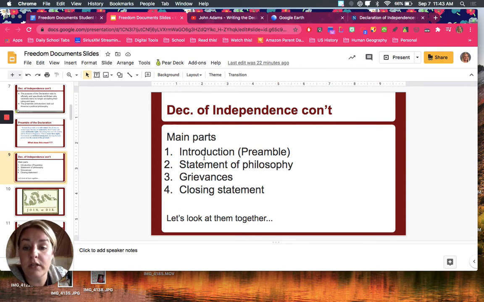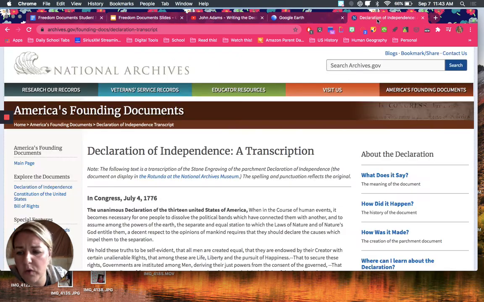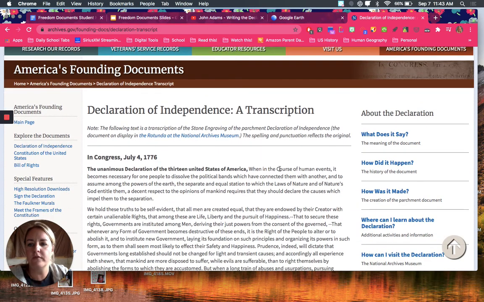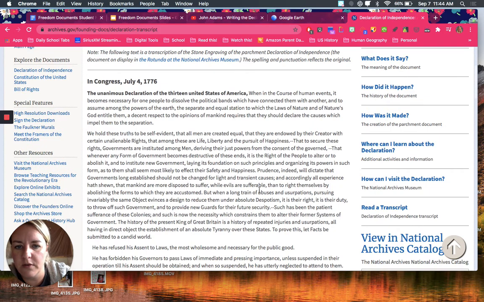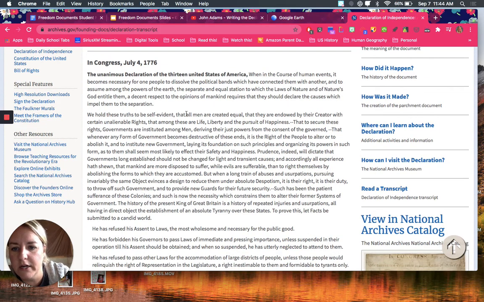So we did the preamble. Next is a statement of philosophy, then grievances, and the closing statement. So just a really quick look here at what these mean. So I've gone to the National Archives Museum website, and in this, there is all sorts of information about historical documents. You can find all this stuff online. So here it is, the Declaration of Independence, right? And here is our preamble.